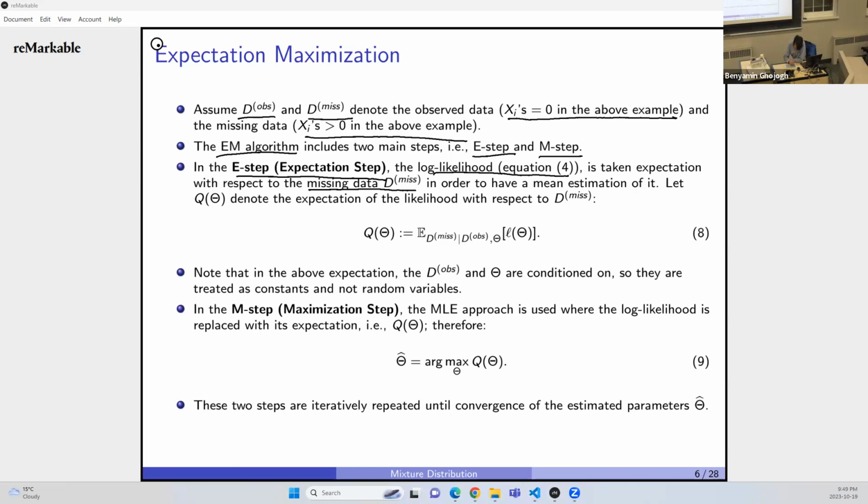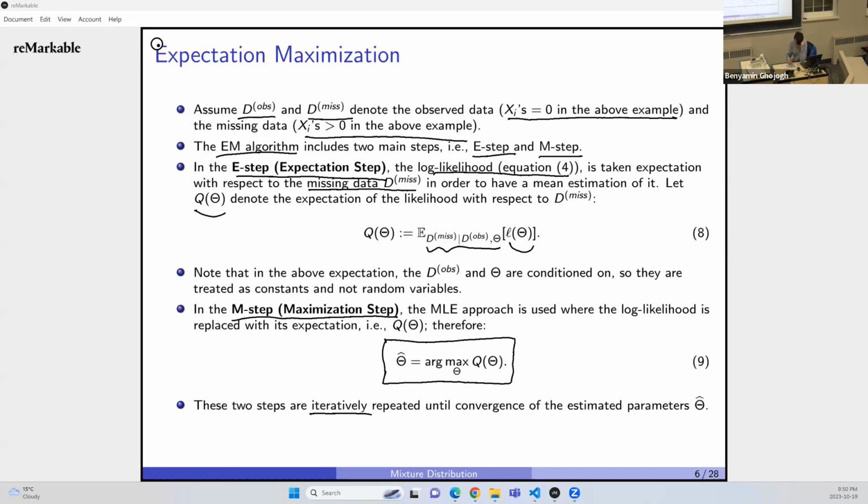So let's define it, denoted by Q(theta). Q(theta) is the expectation of the log likelihood with respect to C, the missing data, given the observed data and theta, the parameters. So it's a conditional expectation. Recall the preliminaries for conditional expectation. Given everything else. And in the M step, maximization step, everything is ready for maximizing the log likelihood, the Q of theta. Q of theta is the expectation of the log likelihood, right?